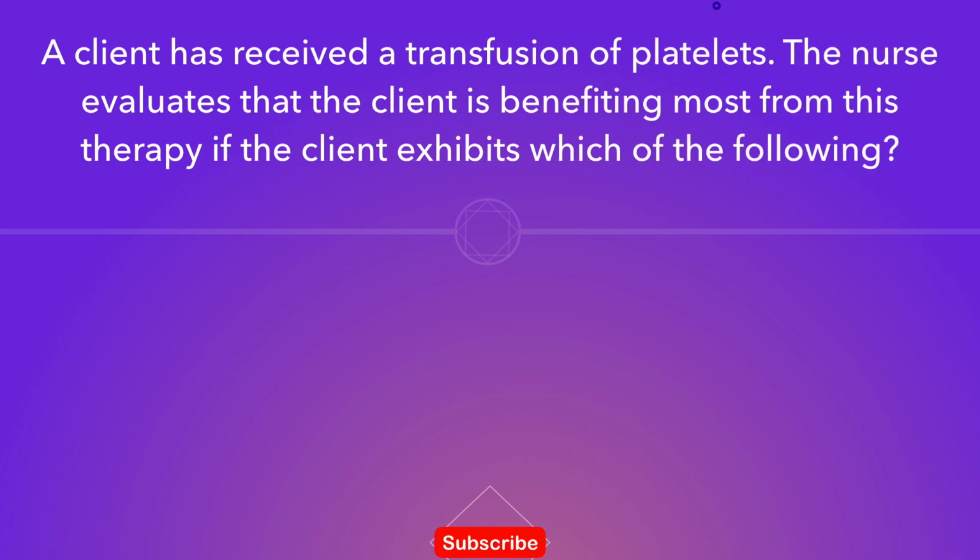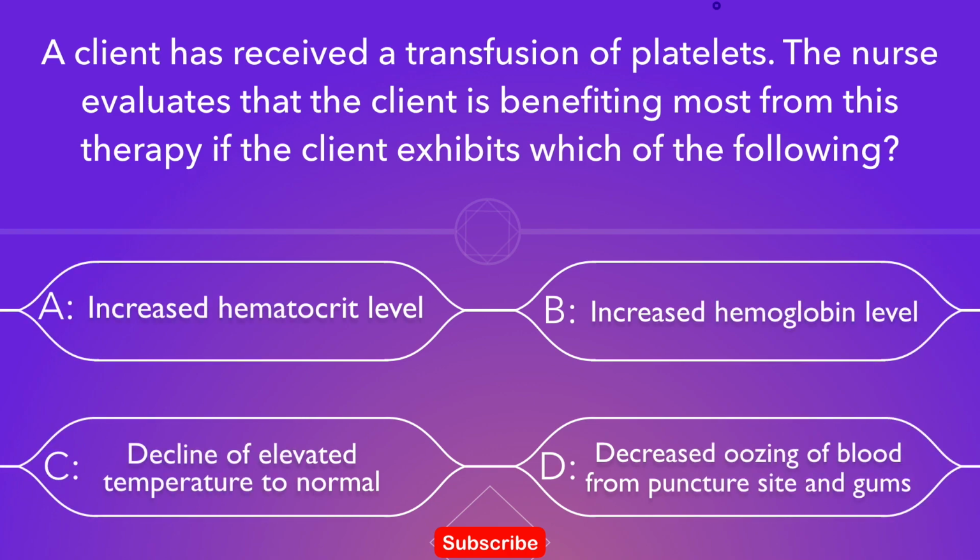Our question today reads: a client has received a transfusion of platelets. The nurse evaluates that the client is benefiting the most from this therapy if the client exhibits which of the following? Option A, increased hematocrit level.